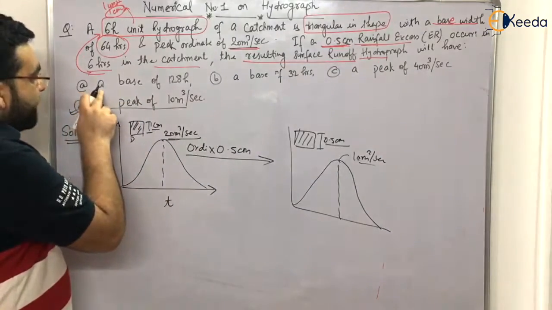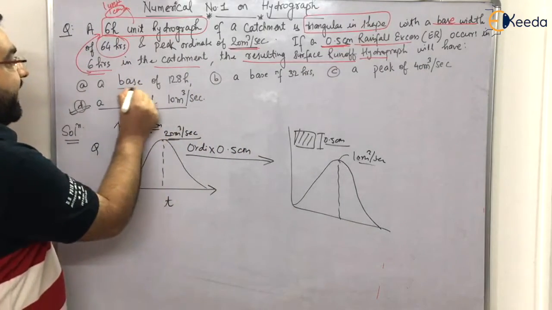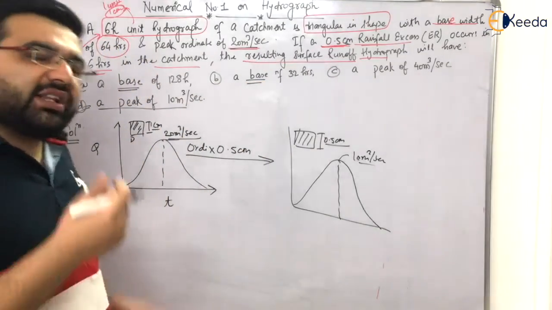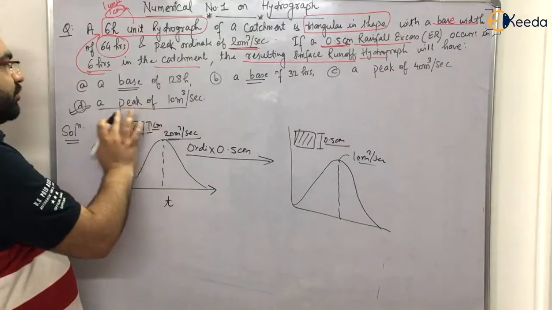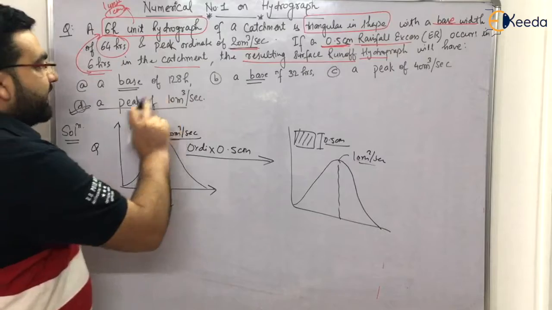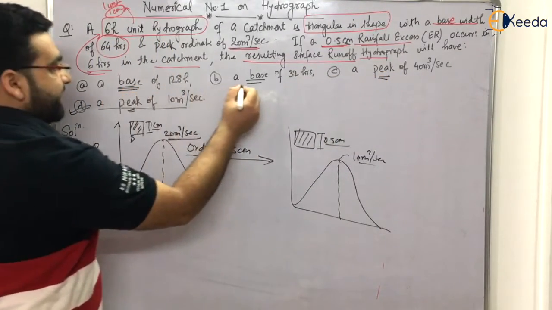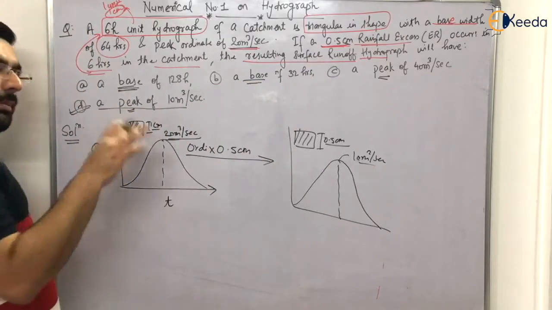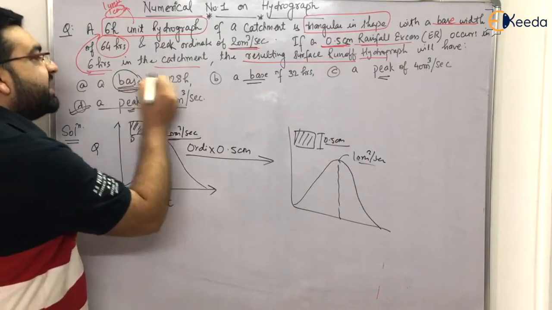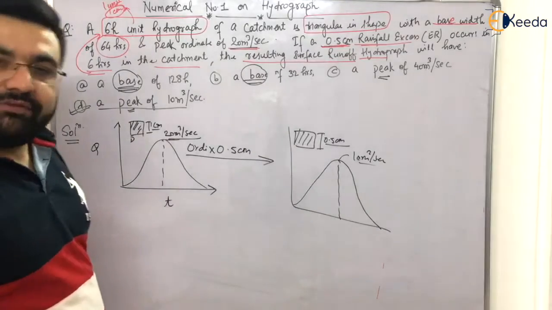But now option A and option B also mention the base. The base means the time. So let us calculate the time also. Although we know that the answer of this question is D, because the last 2 options were regarding peak, and the first 2 options regarding base. So we have determined that this is the answer. But just for your knowledge, let me also determine the base period. So how much will be the base period for a 0.5 centimeter rainfall?